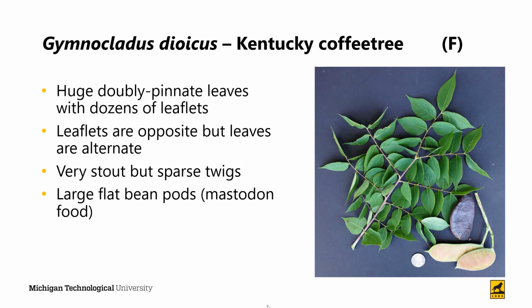The seeds are in large flat bean pods, and there is fossil evidence that these seeds were a favorite food of the extinct mastodons and woolly mammoths. And in fact, the seeds won't germinate unless they are cracked open like the chewing action of a mastodon, digested, and deposited out of the rear end. A little arboricultural folklore there.